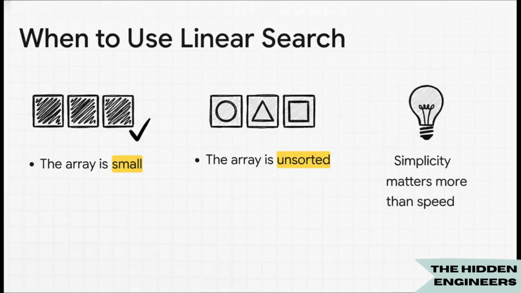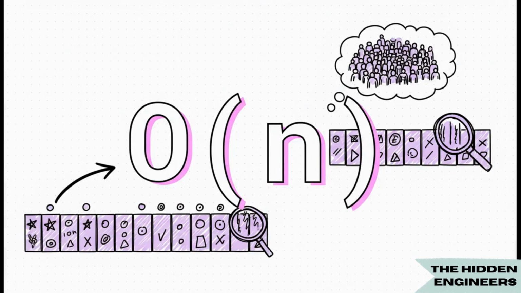So, when is this actually the right tool for the job? Well, you'll use it if the array is pretty small, because honestly, the speed difference won't matter. But here's the big one. You have to use it if the array is unsorted. And finally, you'll reach for it when you just need a simple, bulletproof solution that's easy to write and even easier to understand.